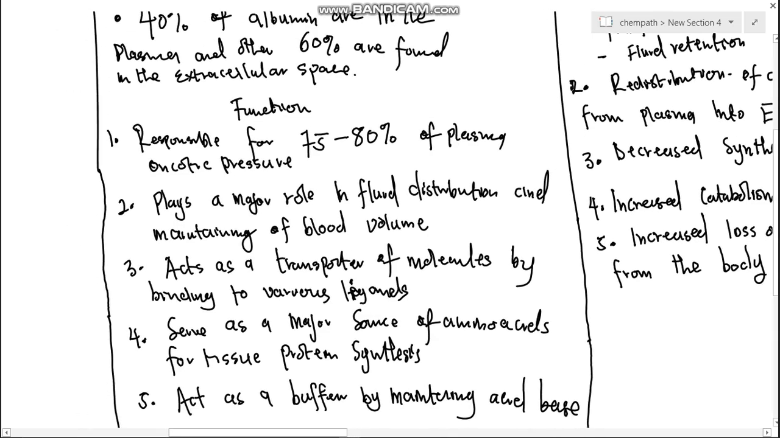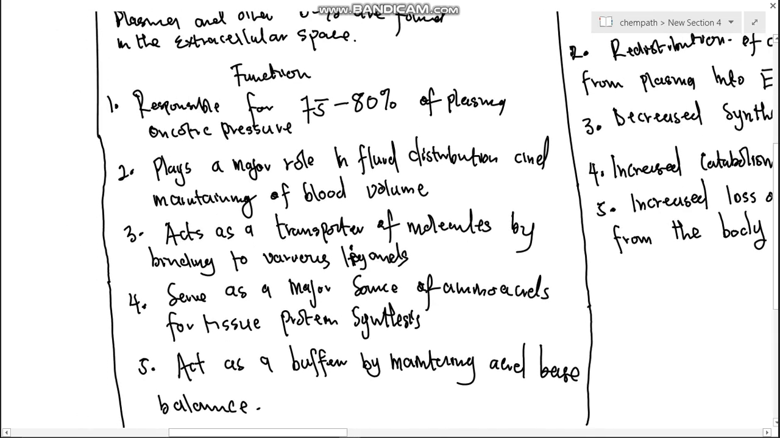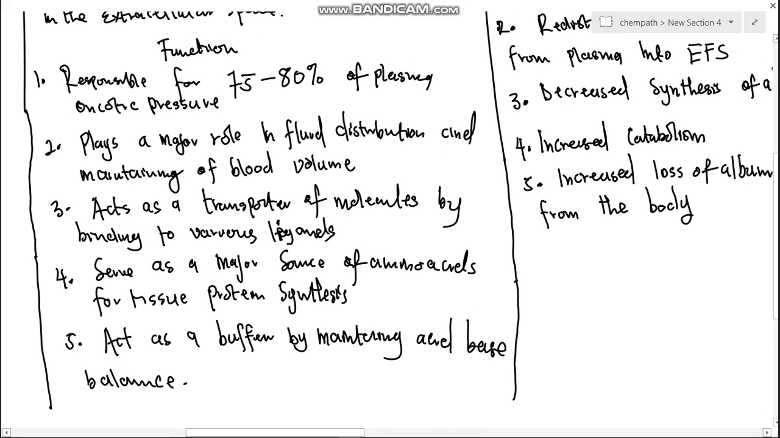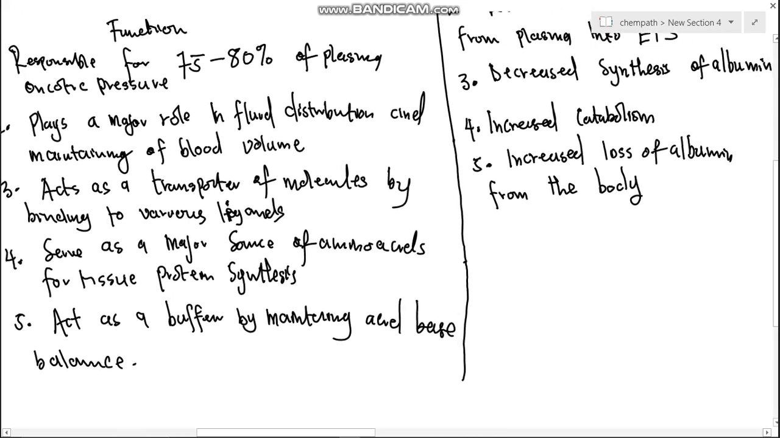That is another function. Albumin also acts as a transporter of molecules by binding to various ligands. So albumin is also a transport protein. There are certain substances that are not soluble in plasma or in water, so they have to be carried by a transport protein. Albumin is one of the major transport proteins that we have. Most substances travel through the body by binding to albumin. Another function of albumin is that it serves as a major source of amino acids for protein synthesis.